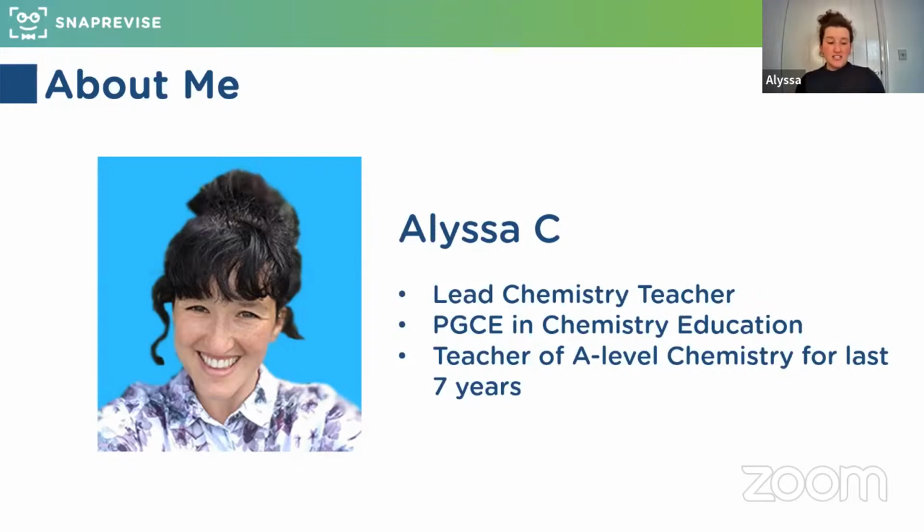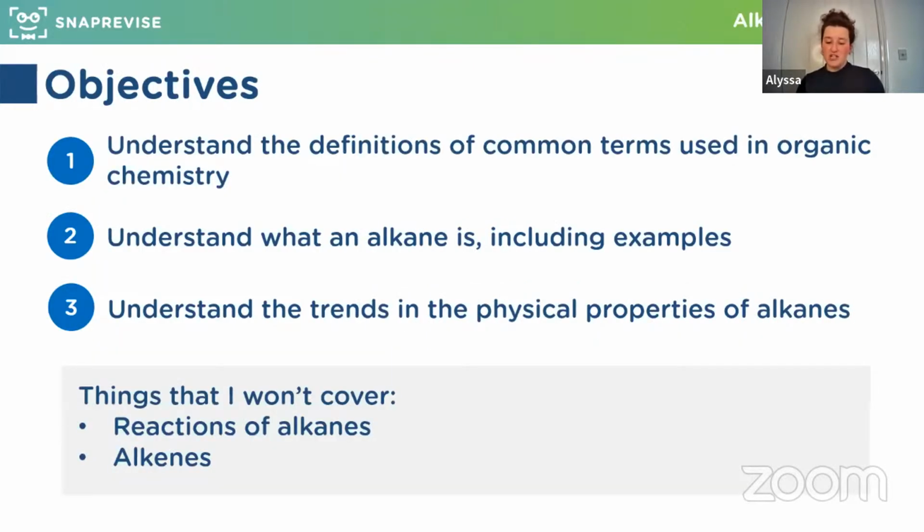So our objectives for this session, we're going to hopefully understand the definitions of common terms used in organic chemistry. We're going to understand what an alkane is, what we mean when we say an alkane, including examples. And we're going to understand the trends in the physical properties of alkanes as well. So we'll remind ourselves what physical properties are, and then we'll look at the trends or the patterns in those as well.